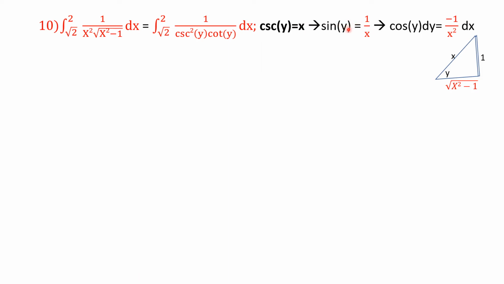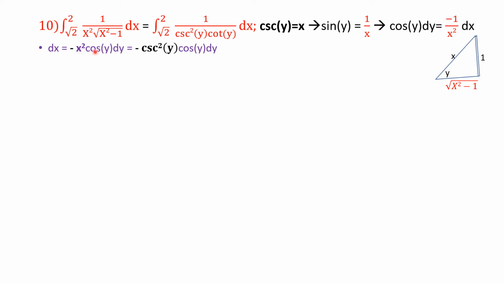Now let's go ahead and take the derivative of both sides. The derivative of sine y gives us cosine of y dy. The derivative of 1 over x gives us negative 1 divided by x squared dx. Now we have to solve for dx. To solve for dx, we multiply both sides by x squared, and that gives us dx equal to negative x squared cosine y dy. We can replace x squared by its value.